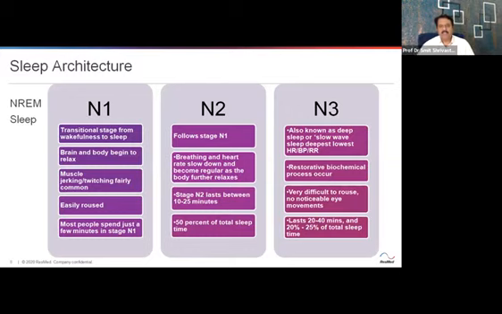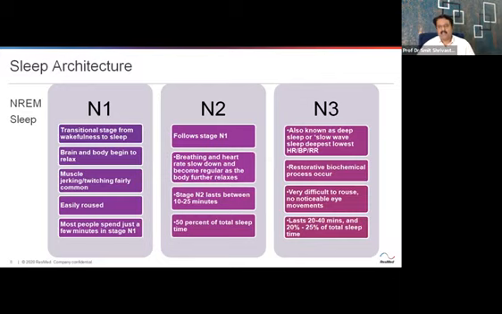And here the parasympathetic system takes over. The breathing and the heart rate slow down, become more regular, and the body further relaxes. Again, this stage lasts for 10 to 25 minutes. It comprises almost 50% of the total sleep time.